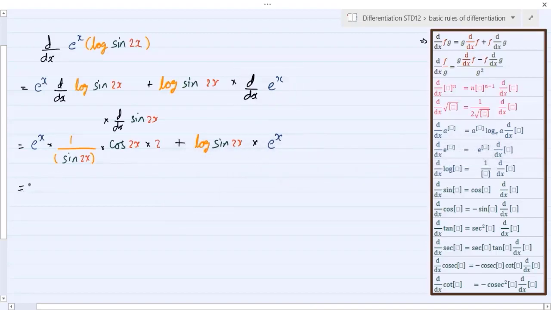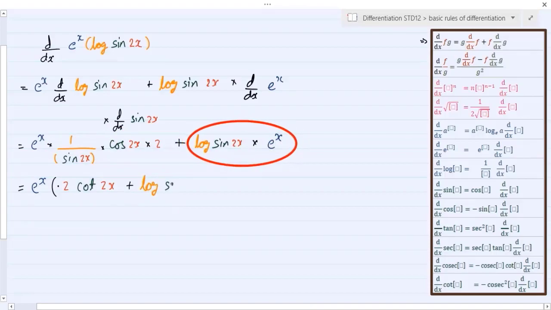So from both terms we can take e raised to x common. In the first term we will have 2 cos upon sin, or we can say cot 2x, plus from the second term your log sin 2x will be the remaining term. So ta-da! This can be your final answer.